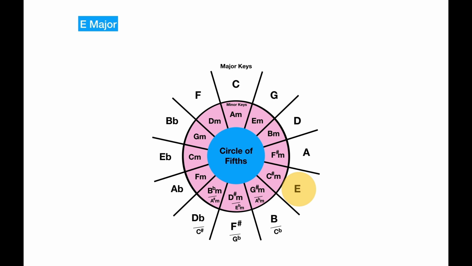Next up we have the E major. So we look for the E in the outer edge of the circle, there it is. We add our 7 notes, E, F, G, A, B, C and D. This is a sharp scale because it's on the right hand side of the circle.